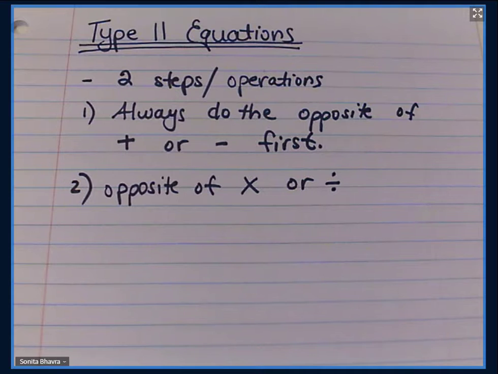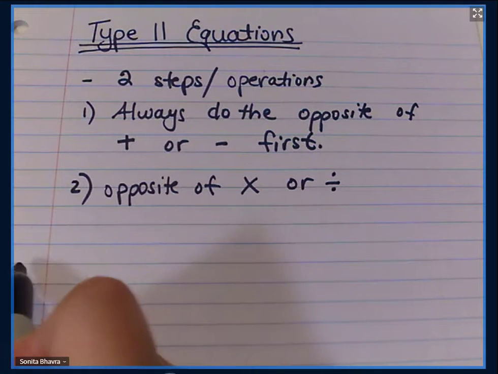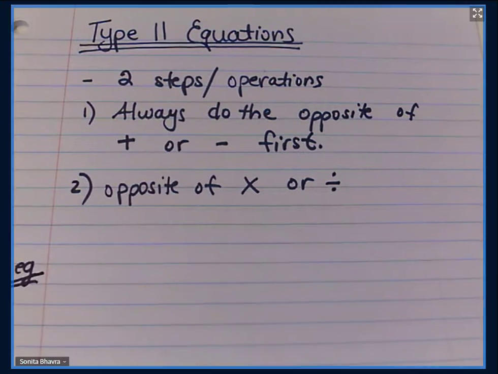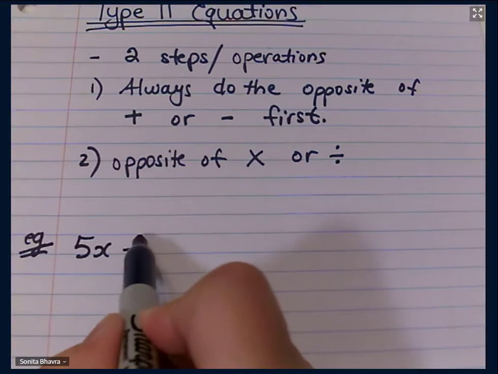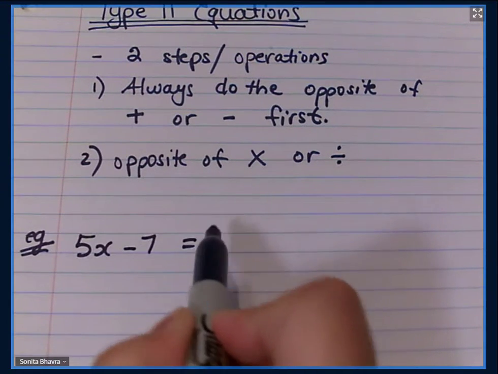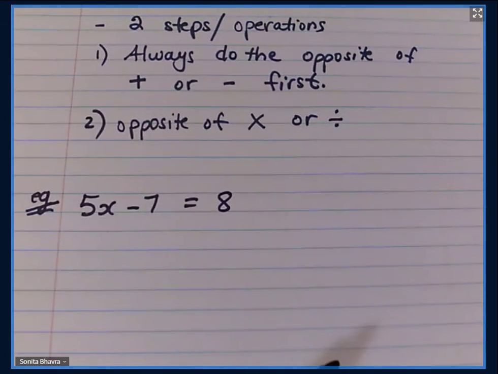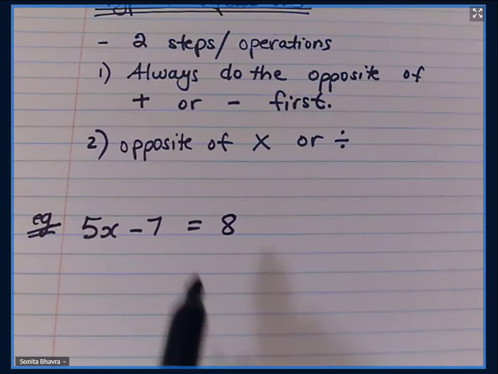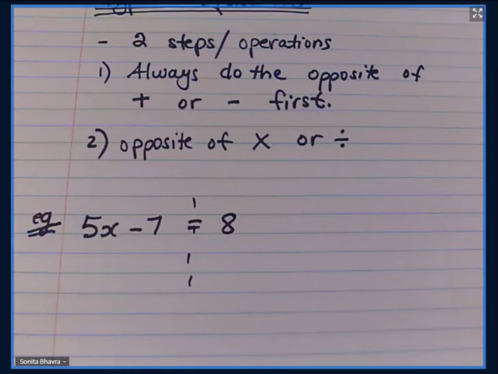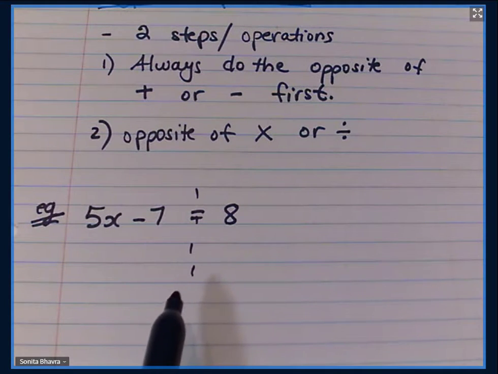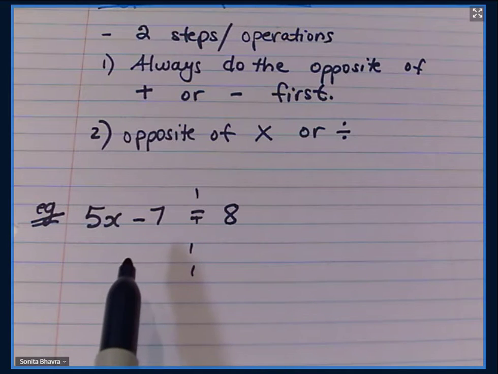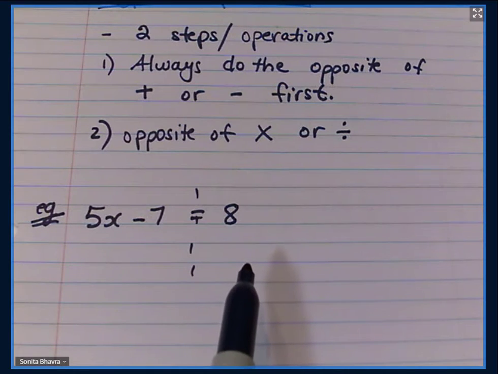So it's very important that you're doing any opposite of addition or subtraction first. So let's take a look at our example. So our example we have is 5x minus 7, and it's equal to 8. All right, and we have left-hand side and our right-hand side like this. So when we are doing opposite operations, you have to make sure that whatever you've done to the left-hand side, you also do to the right-hand side.